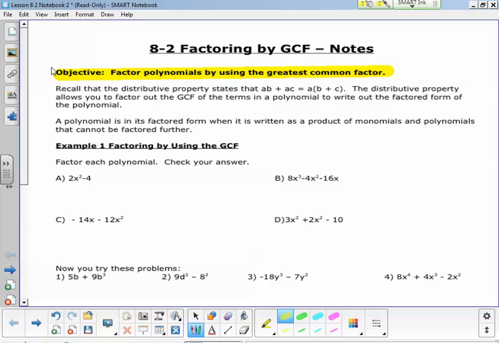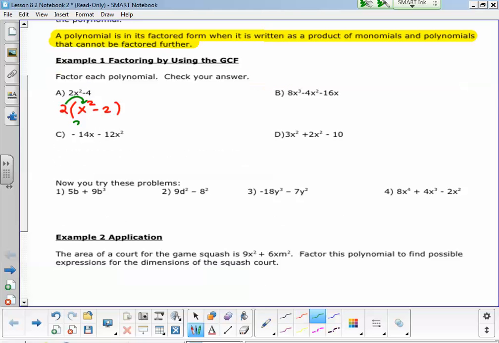And we're going to remind you of some things that you did way back at the beginning of the year with the distributive property and understanding that AB plus AC is the same thing as saying A times the quantity B plus C. So when we use the distributive property, we can factor out a number. 2 times 2 is 4, and it's minus 4. So 2x squared minus 4, which was our original, so I know that I've done it correctly.